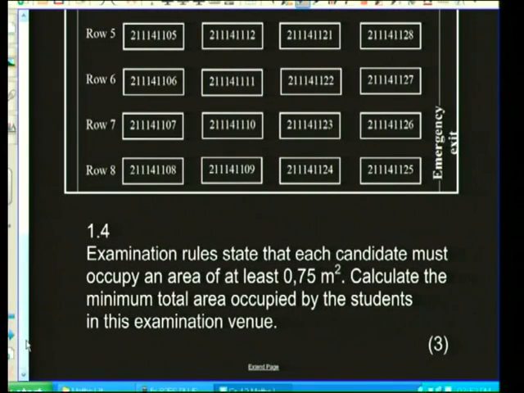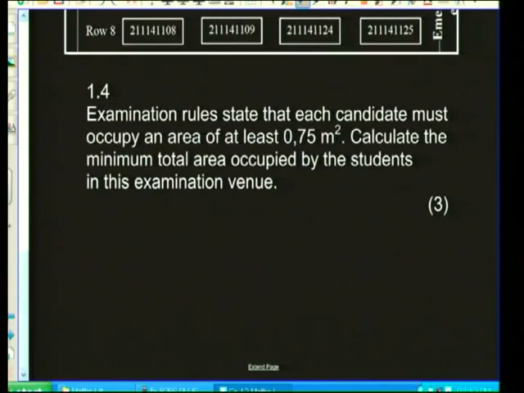My next one says this. Examination rules state that each candidate must occupy an area of at least 0.75 meters squared. Calculate the minimum total area occupied by the students in this examination venue. I don't know where they get this from, but apparently there's a rule. And this rule is saying that each student must have a nice area to work on, and that area must be 0.75 square meter worth of area.